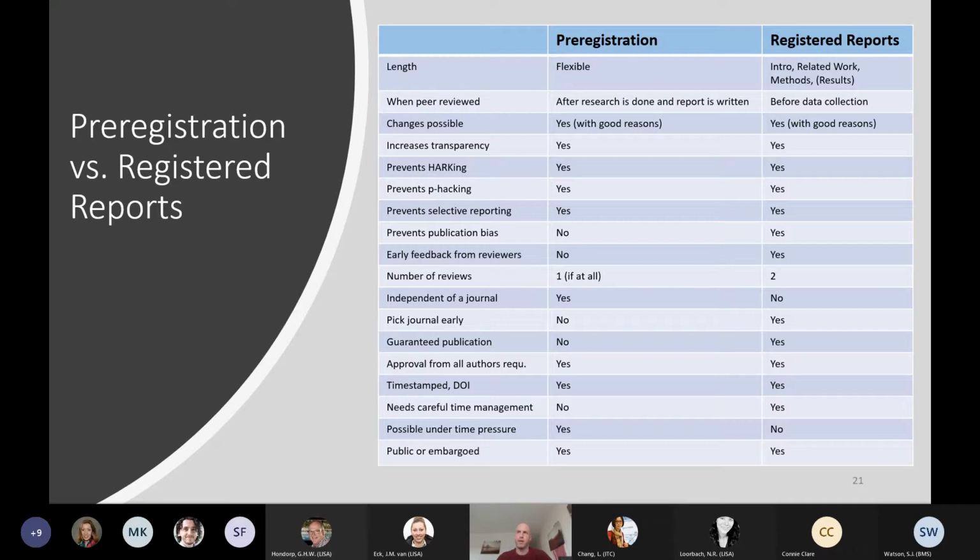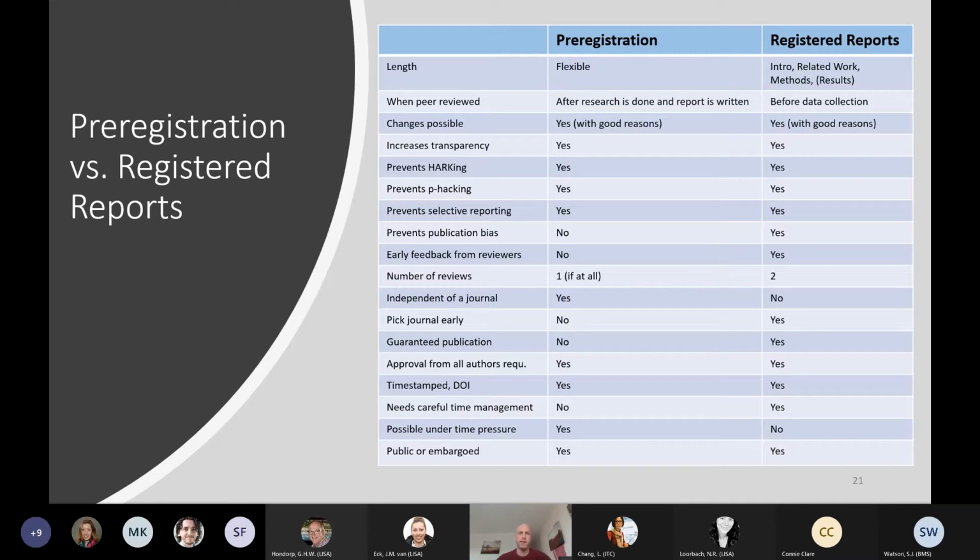And so it's rather moving the time for that more to the beginning. When is a paper peer reviewed? So pre-registrations are peer reviewed after the research is done, and registered reports are peer reviewed before data collection.